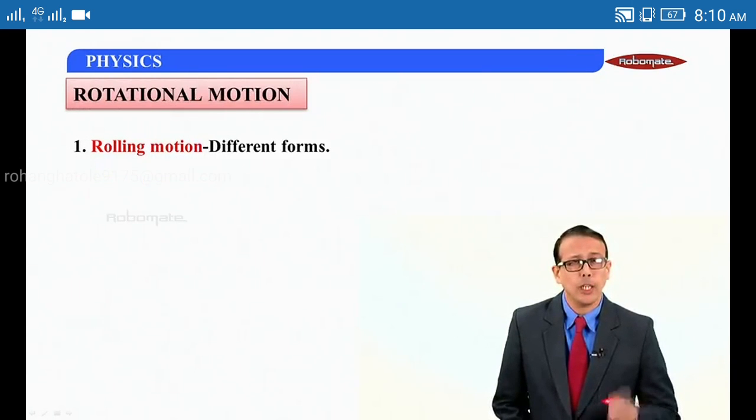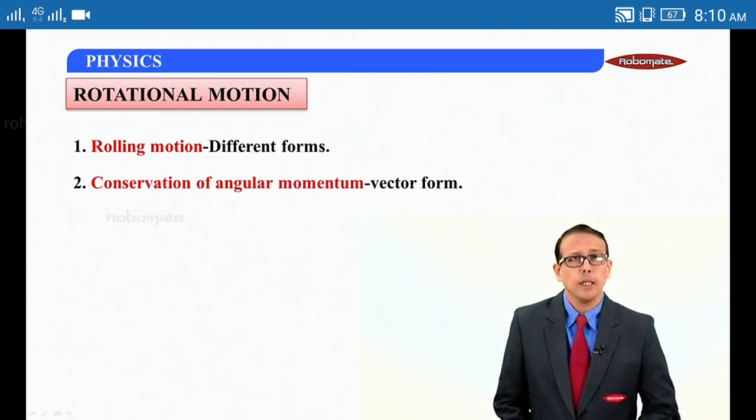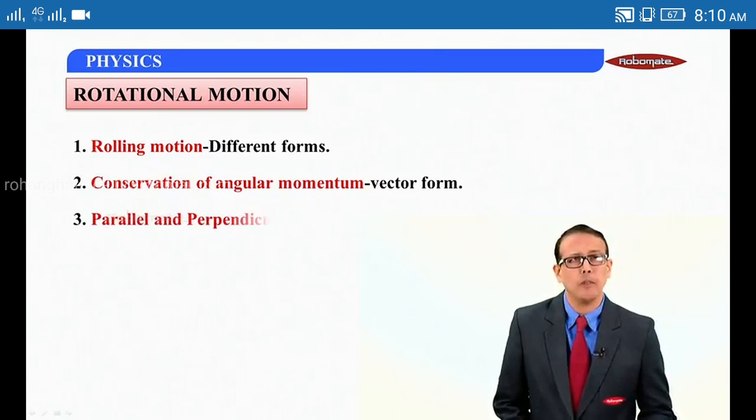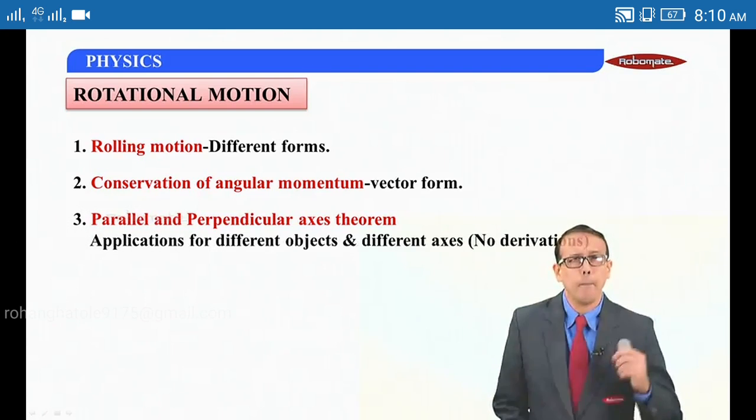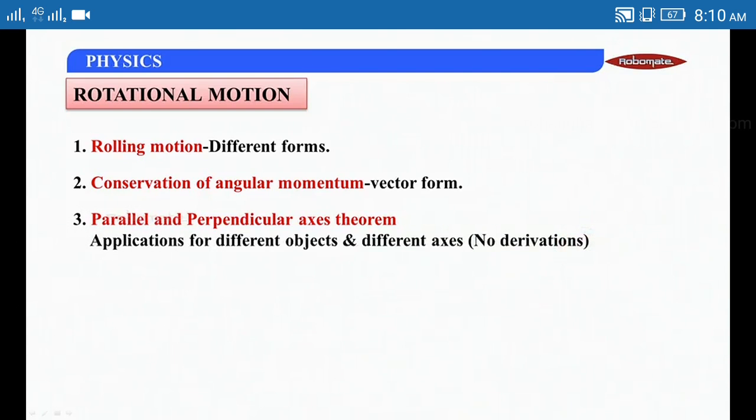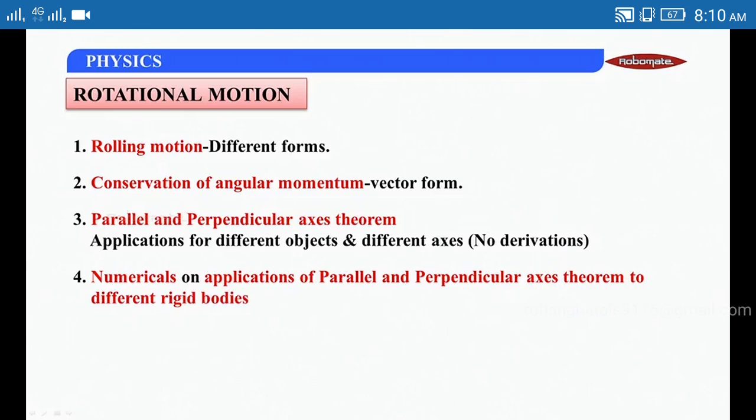Now, one of the important questions here is rolling motion, its different forms. That means the expression for total rolling kinetic energy, expression for acceleration, expression for velocity. Next, conservation of angular momentum, the statement and its derivation in vector form, the parallel and perpendicular axis theorems, and also their application to different objects and different axes. Also students, numericals on application of the parallel and perpendicular axis theorems to different rigid bodies.